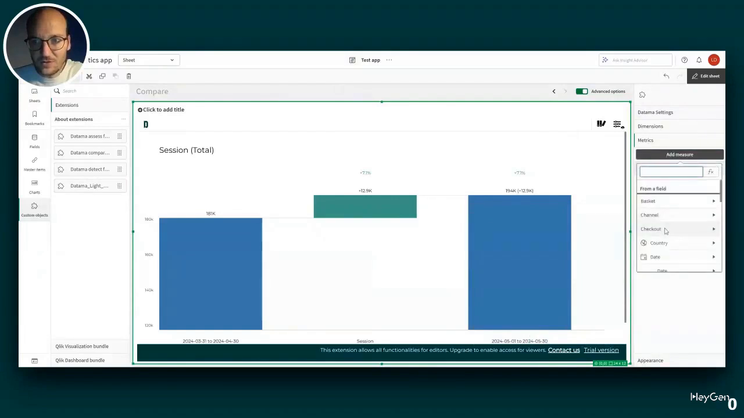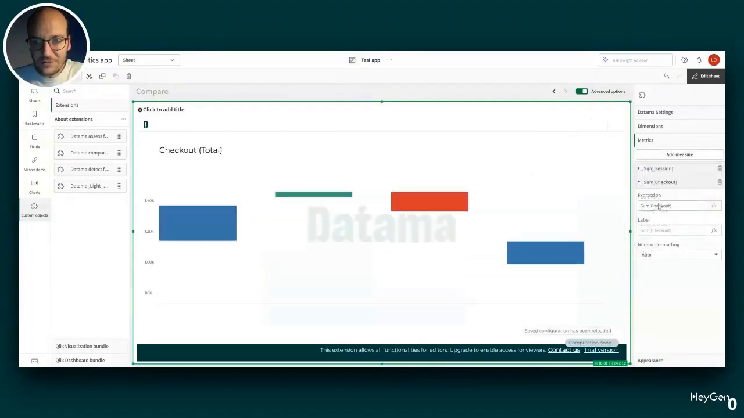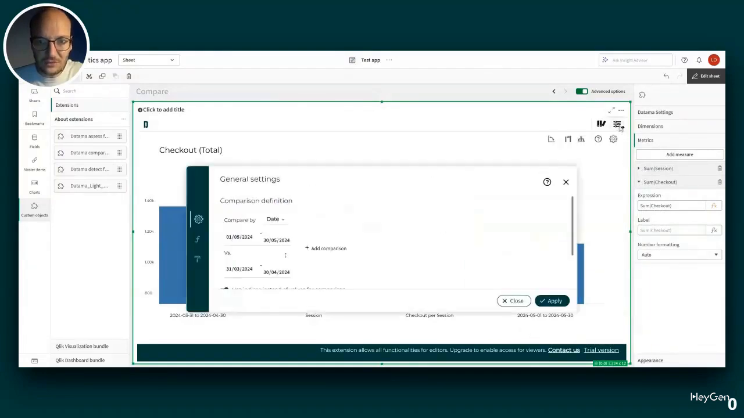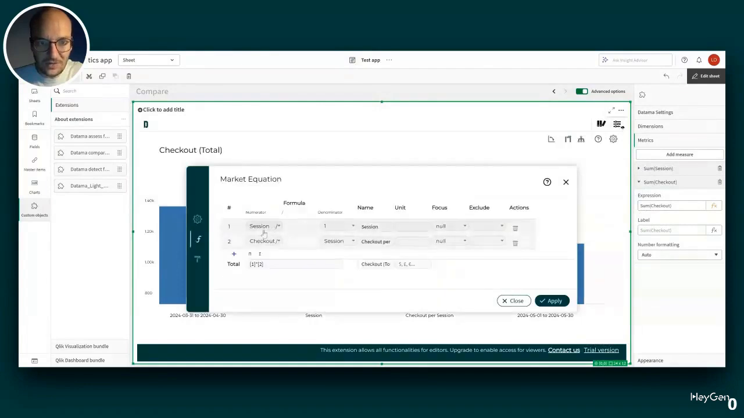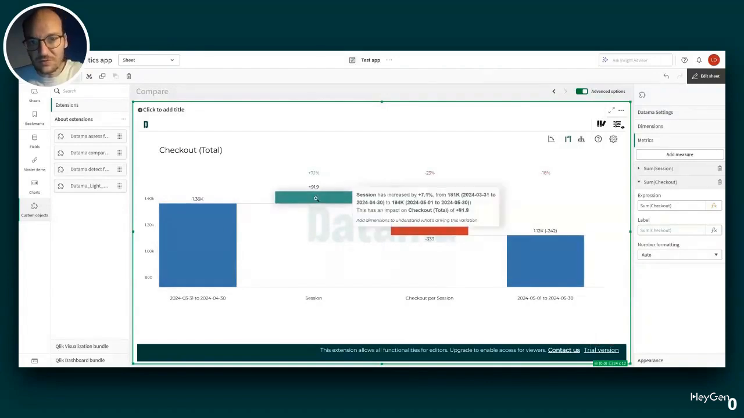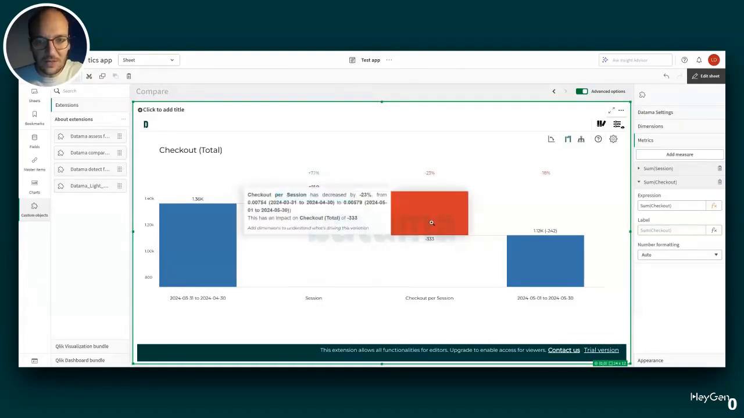First, by breaking down this variation, for example, by step of a funnel, or what Datama calls a market equation. The market equation is the link between the metrics. Here we have created traffic times a conversion rate equal to the total conversion volume. And so it allows us to break down this variation first, saying that all else being equal, if the traffic had increased by 7%, we should have gained 92 transactions. But on the other hand, the conversion rate has decreased.